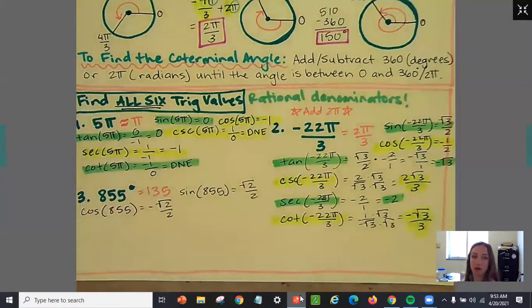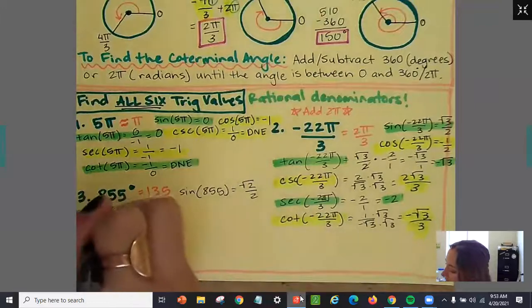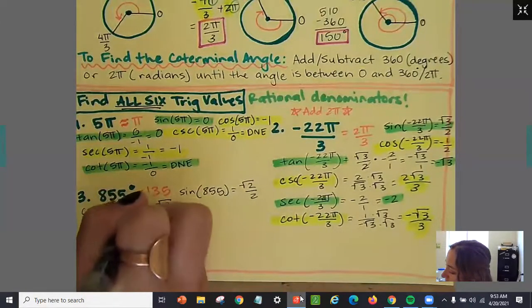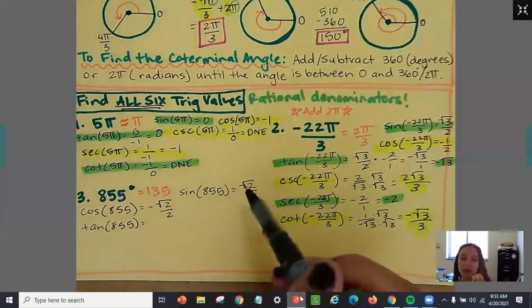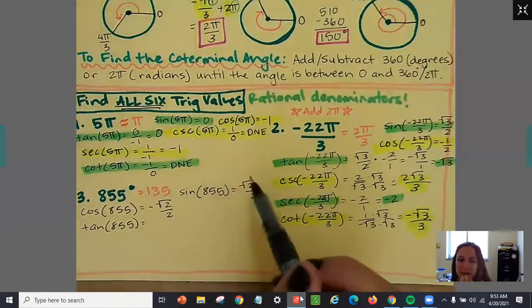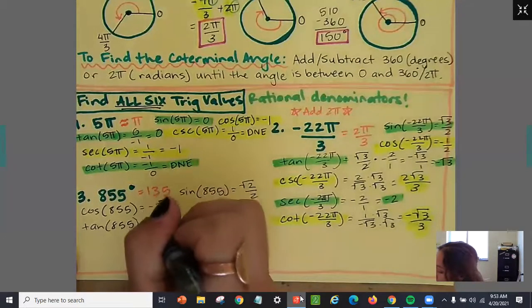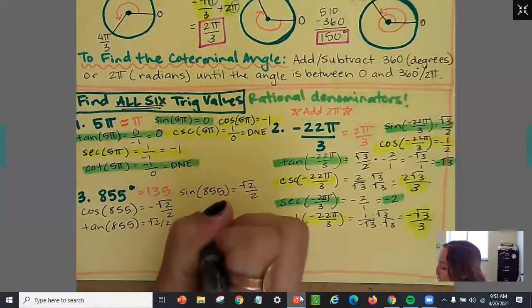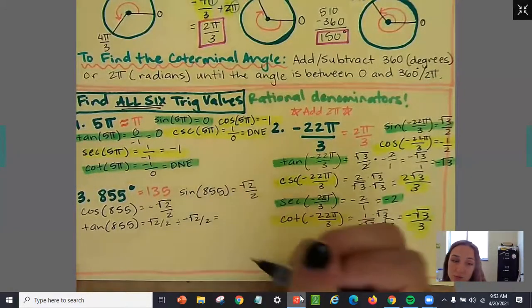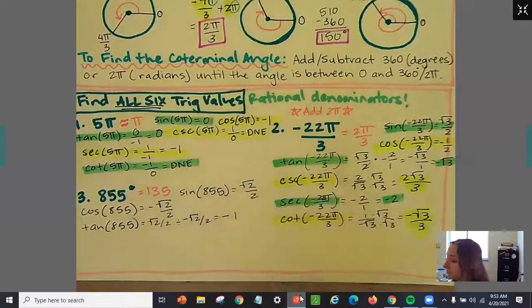Okay, and now let's look at our tangent. And that is going to be the y divided by the x, or sine divided by cosine. Since it's the same thing divided by the same thing, root 2 over 2 divided by negative root 2 over 2. Anything divided by itself is 1, but since 1 is a negative, then we're going to get negative 1. Okay, so now let's do our reciprocals.